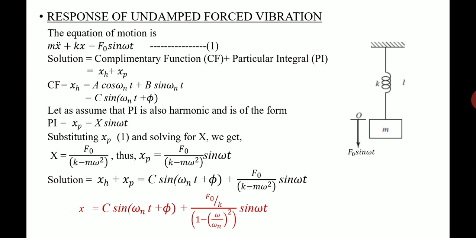As you know, the governing equation is a non-homogeneous equation. It will have two parts. The first part is the complementary function, which we have already derived in the first session. For the second part, we are assuming that the particular integral is also harmonic and of the form X sin omega t, and substituting that in the governing equation and solving for X, we get this value.